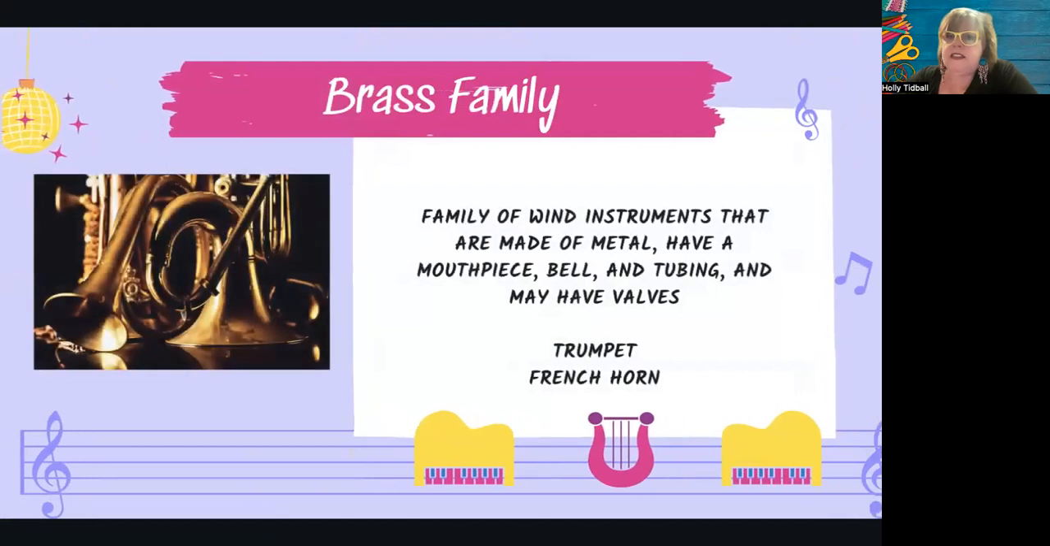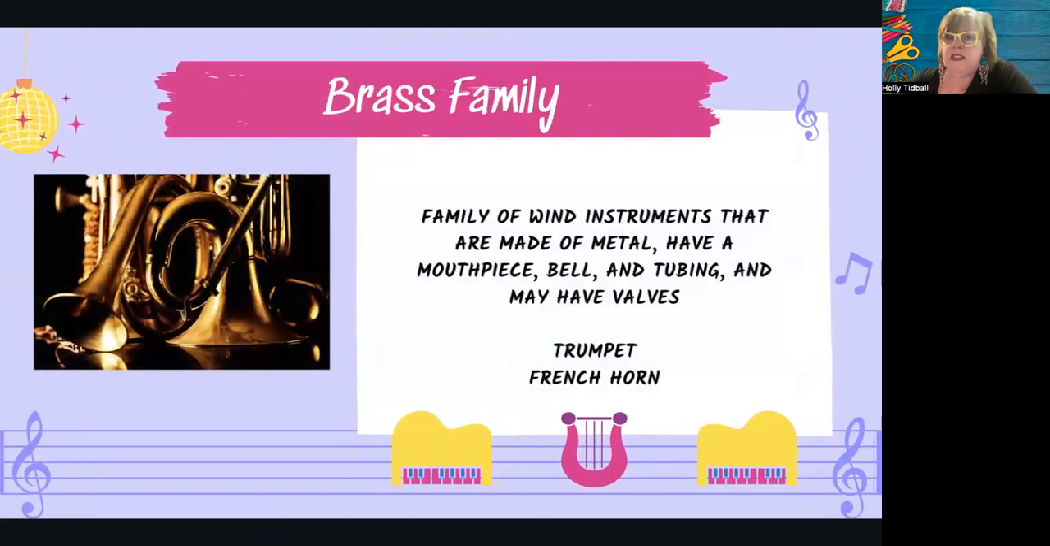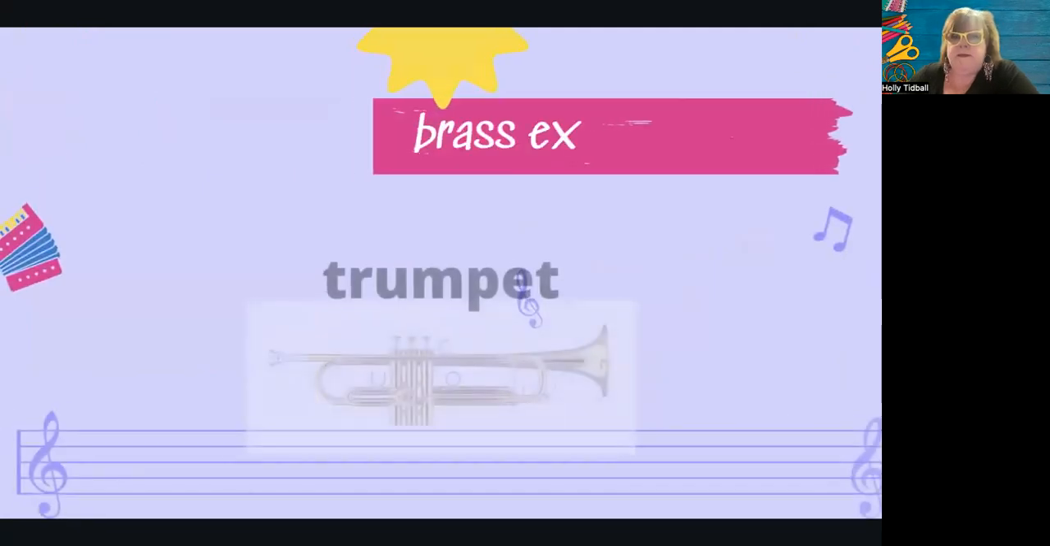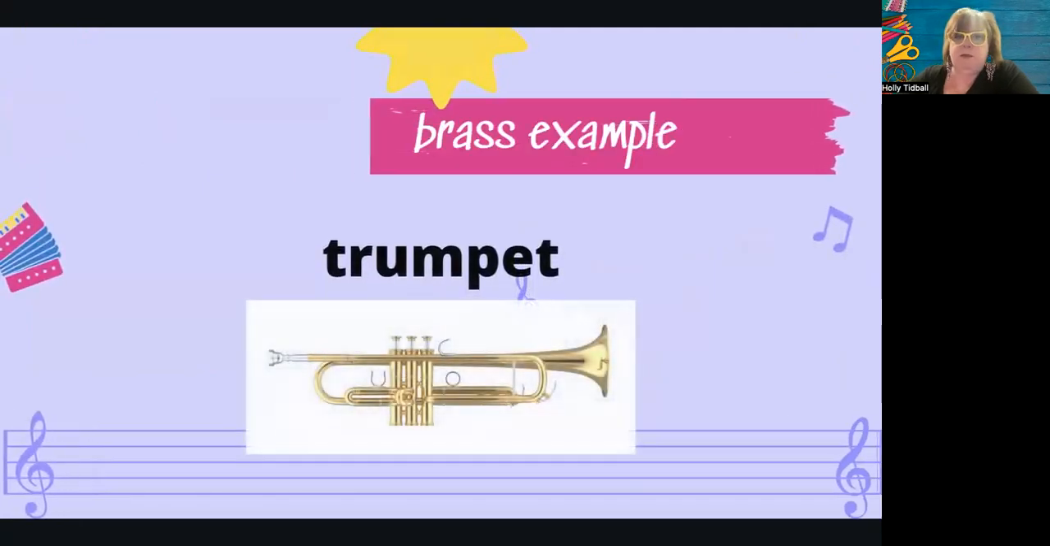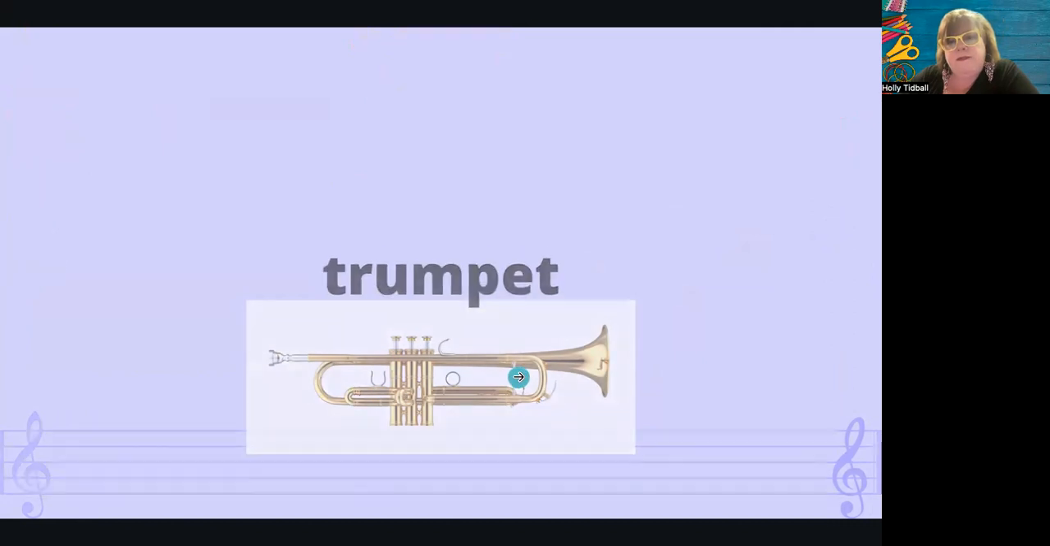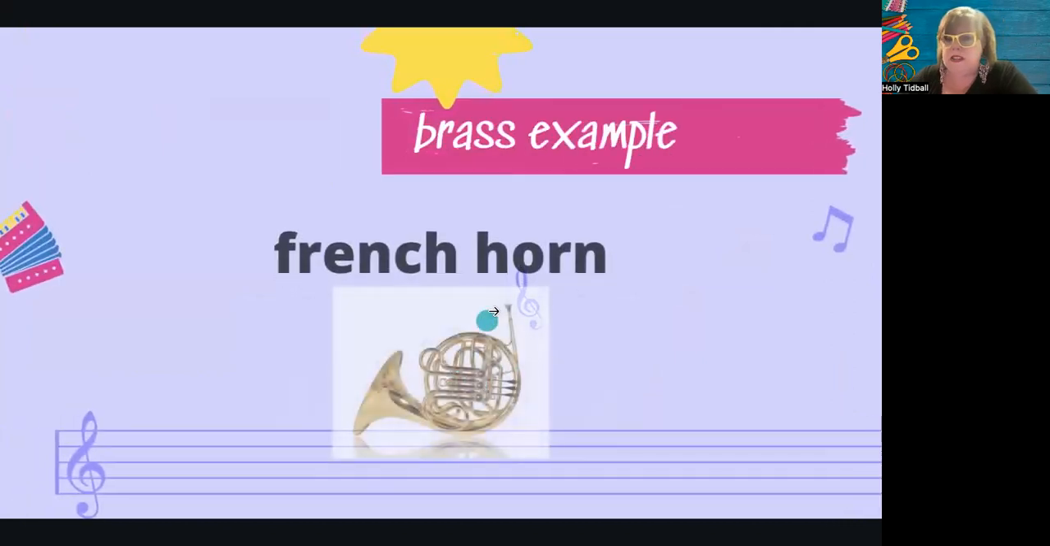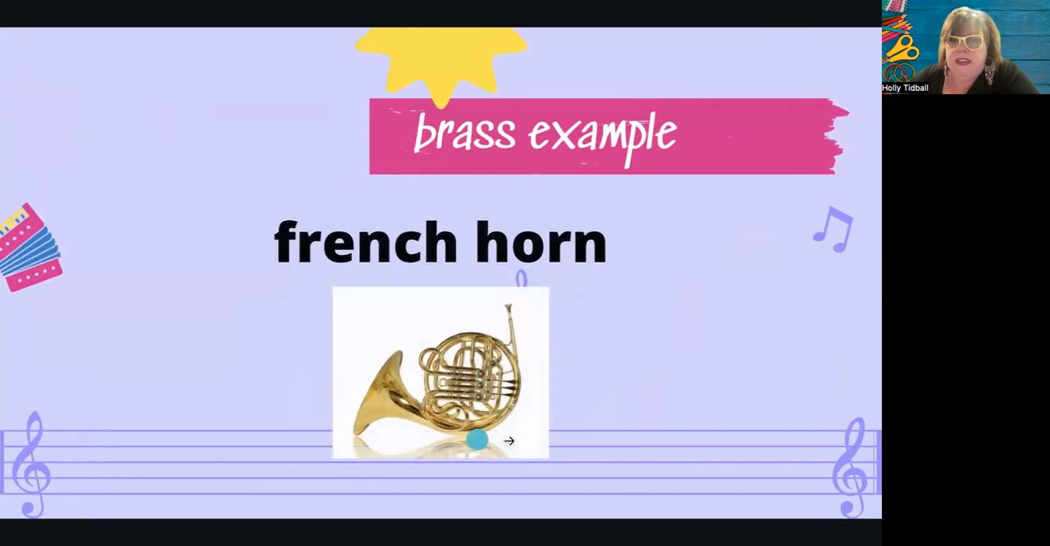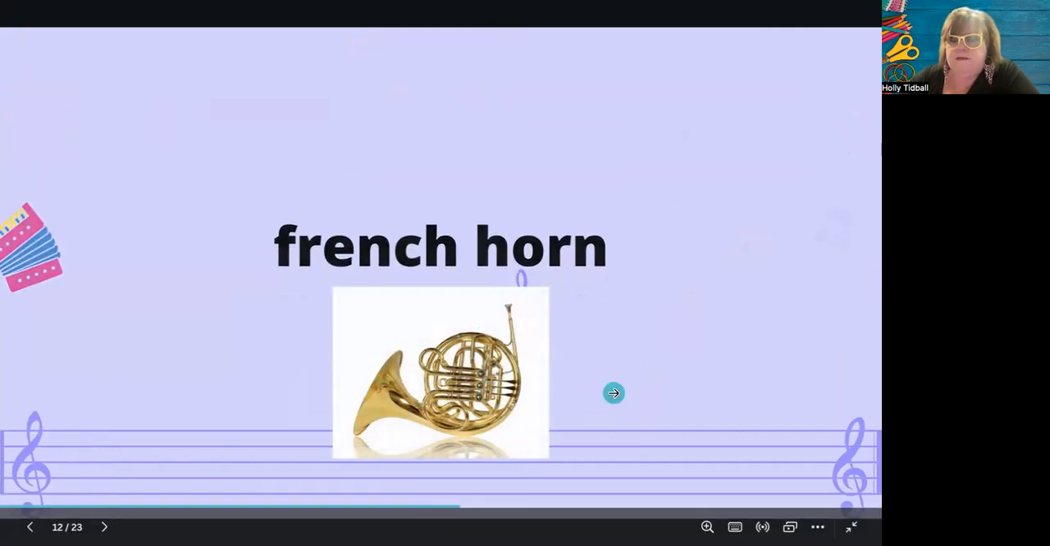The brass family is a family of wind instruments that are made of metal, have a mouthpiece, bell, and tubing, and have valves. For example, the trumpet is a brass example because it has a mouthpiece, a bell, tubing, and valves. The French horn is the same way. It has a mouthpiece, a bell, tubing, and valves.